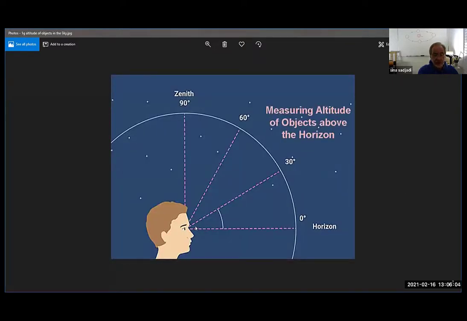All right, so this is how you measure it. If you're looking at the horizon, that'd be 0 degrees. This is about 30 degrees above the horizon, 60 degrees above the horizon, 90 degrees will be your zenith.